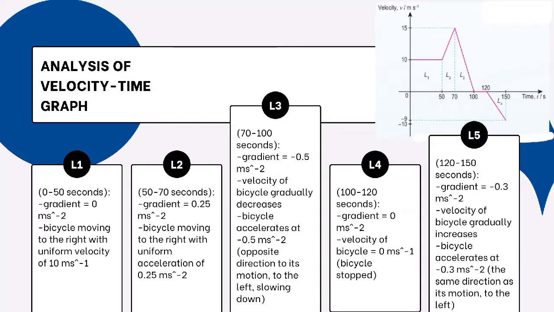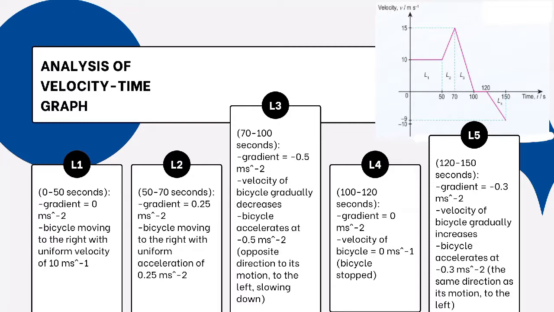Analysis of velocity time graph. The graph is divided into 5 sections: L1, L2, L3, L4, and L5. For L1, which is from 0 to 50 seconds, the gradient of the line is 0, which means the bicycle is moving to the right with a uniform velocity of 10 meters per second. For L2, which is from 50 to 70 seconds, the gradient of the line is 0.25. The bicycle is moving to the right with uniform acceleration of 0.25 meters per second squared.